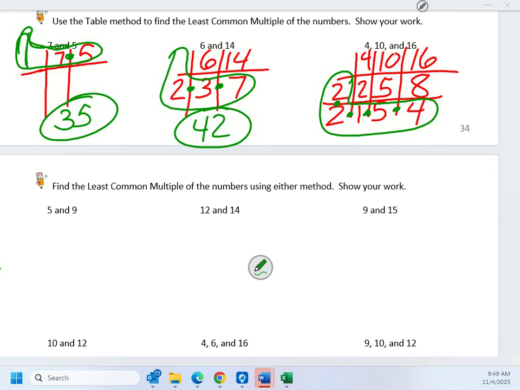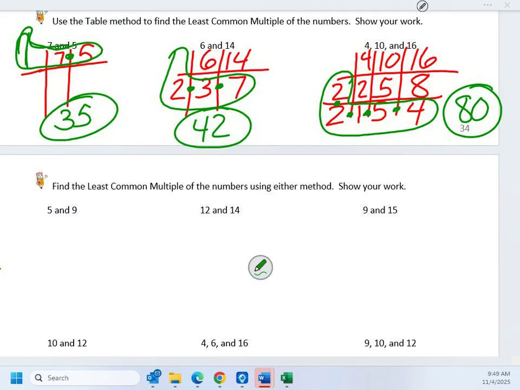So 2 times 2 is 4. 4 times 1 is 4. 4 times 5 is 20. 20 times 4 is what? Leo? 80. So my least common multiple with 4, 10, and 16 is 80.